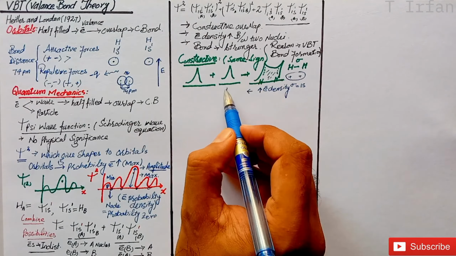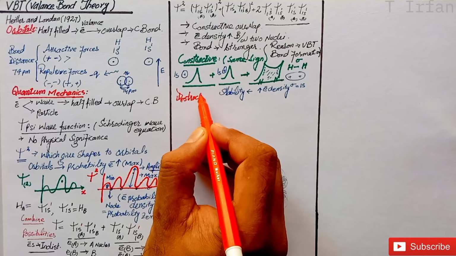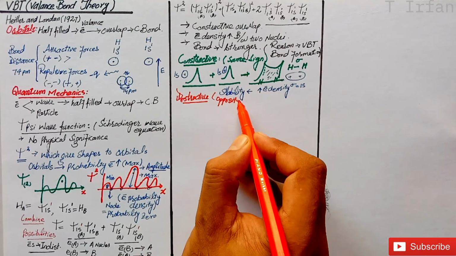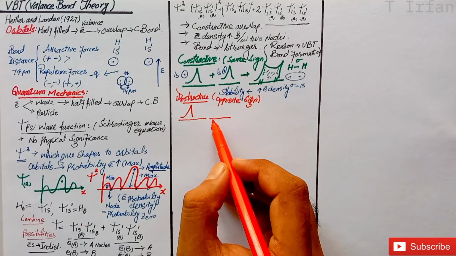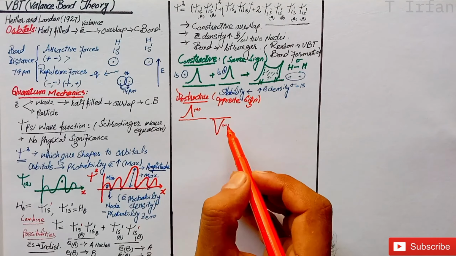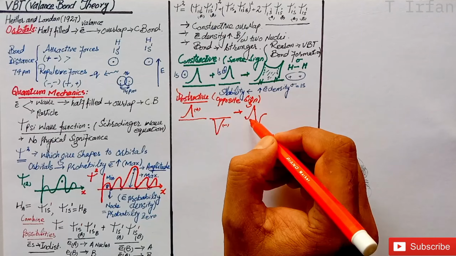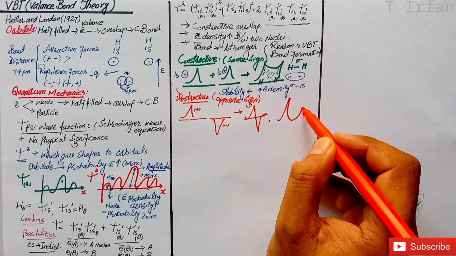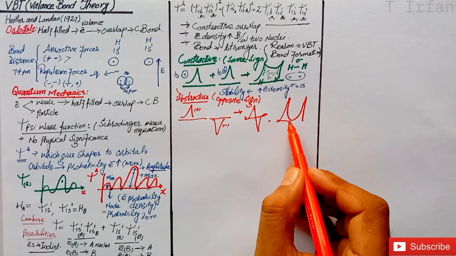And in destructive overlapping, the waves overlap with opposite signs. Let's suppose we have two waves of two electrons, which are out of phase, not in phase. When these waves overlap, they subtract the amplitude and generate nodes. In this way of overlapping, the electronic density does not lie between the two nuclei as in the constructive way.